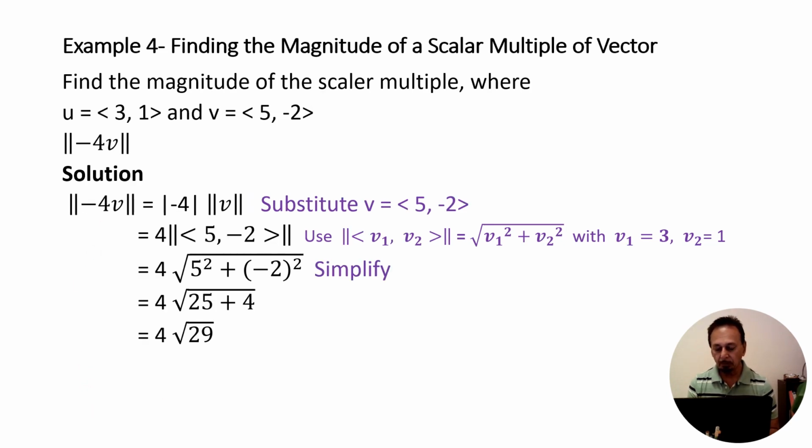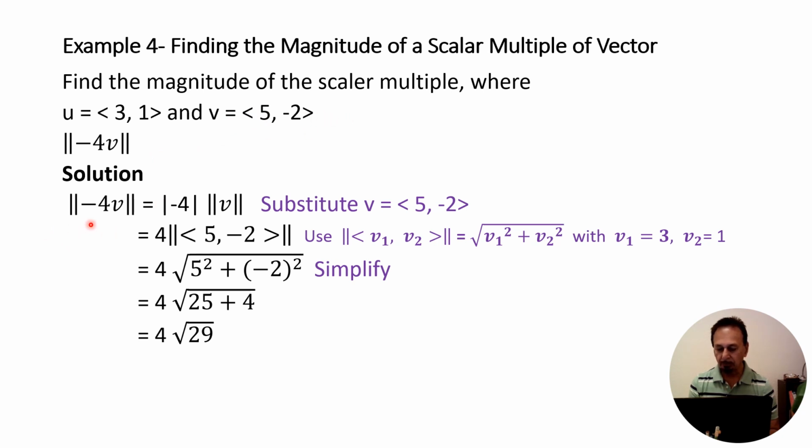Example 4. So we're going to find the magnitude of the scalar multiple where u is angle bracket 3 comma 1 and v is equal to angle bracket 5 comma negative 2. So we have to find the magnitude of negative 4 times v. So that's the v vector.